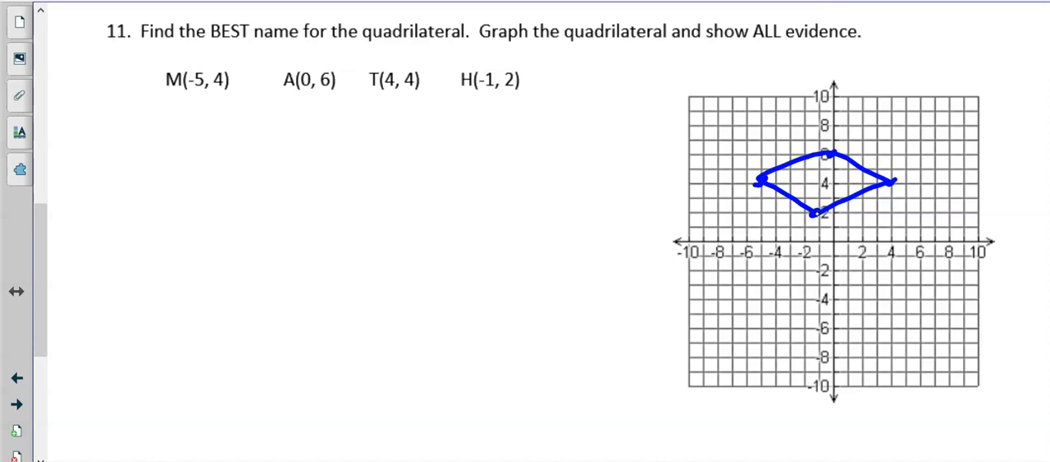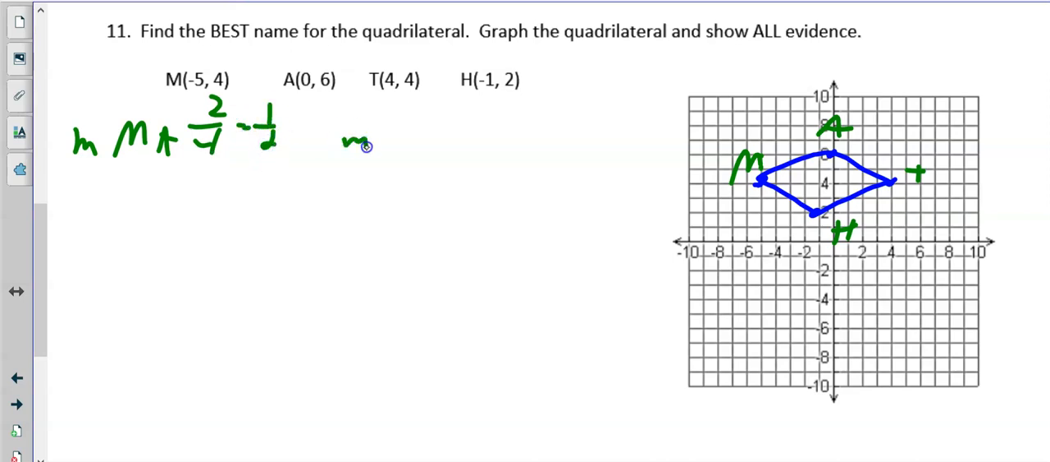So, what is that? Well, let's do the slopes first, just to get that out of the way. So we have M, A, T, H. So the slope of MA is up 1, 2. Right? Up 1, 2, and then right 1, 2, 3, 4. So 2/4, which is 1/2.